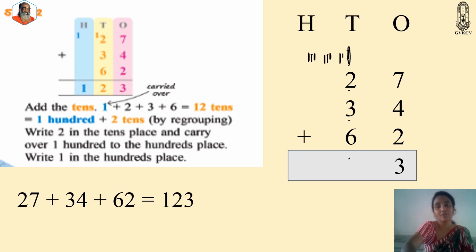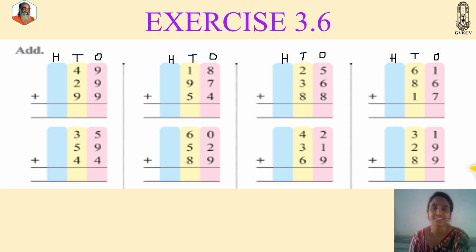Under tens I will write 2 and the regrouped of tens will be carried to hundreds, and 1 I am writing here. Under hundreds only one number is there, which is 1. I am writing 1 directly here. So 27 plus 34 plus 62 is 123. This is your exercise 3.6. Now let us start the adding.